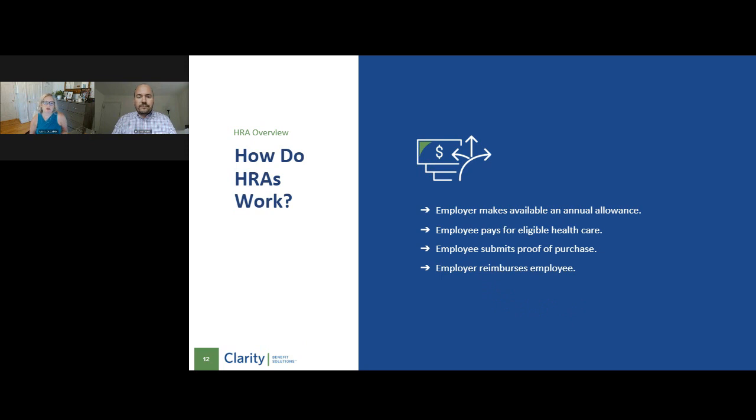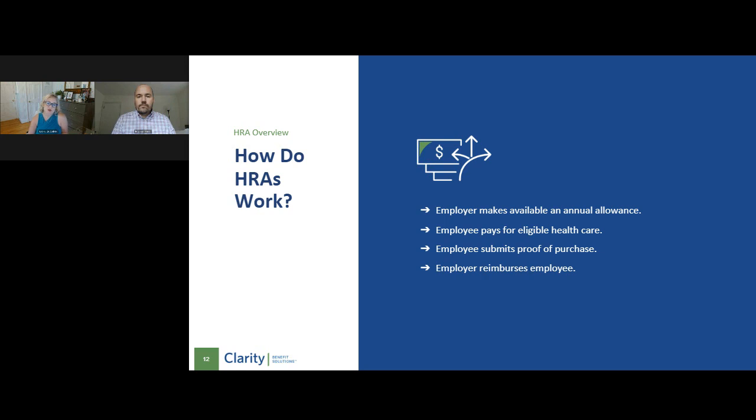So how do HRAs work in practice? As we'll see, there are different types of HRAs with different rules, but mostly the work boils down to these 4 steps. First, the employer makes available the predetermined monthly allowance that employees may receive. Generally, it's put into an account for each employee and managed by the benefits administration partner. Second, the employee has a qualified expense, for example, a copay or prescription drugs.